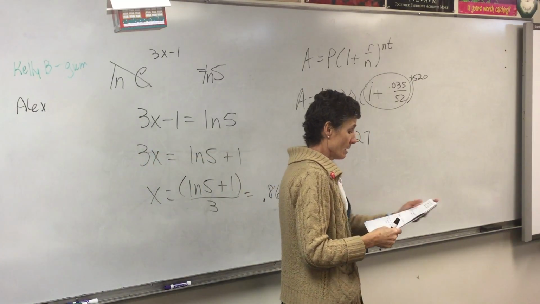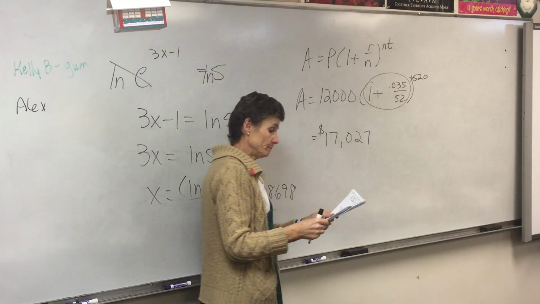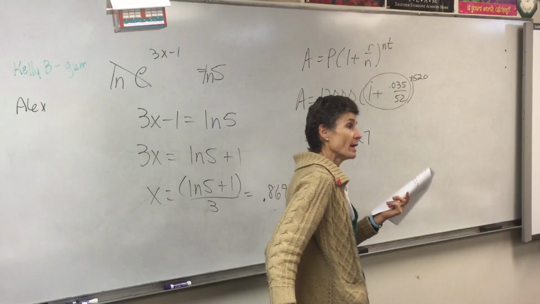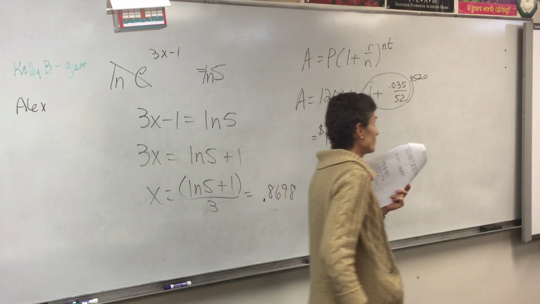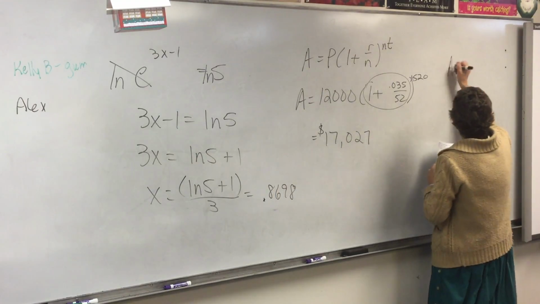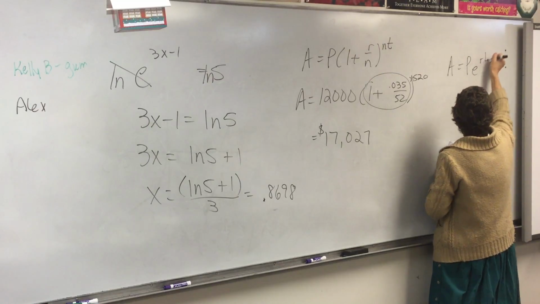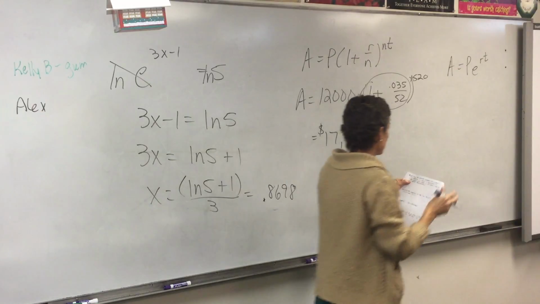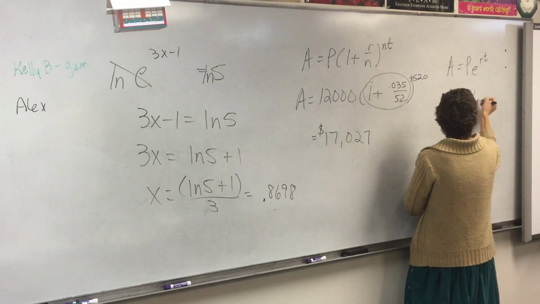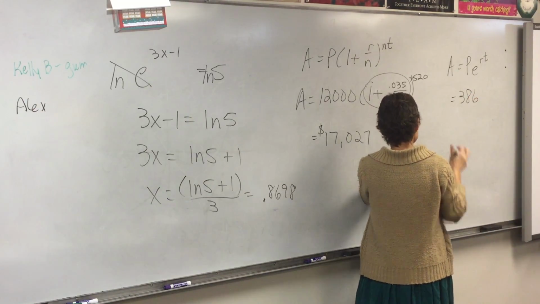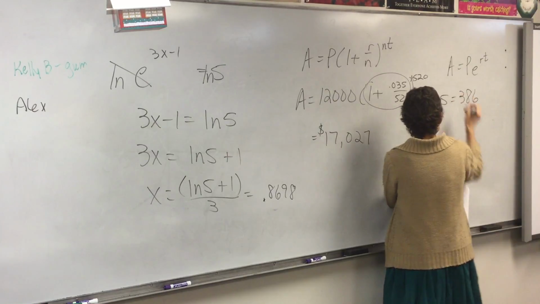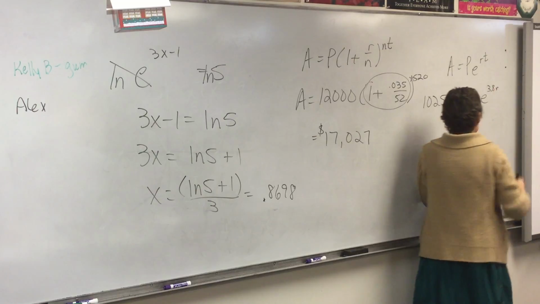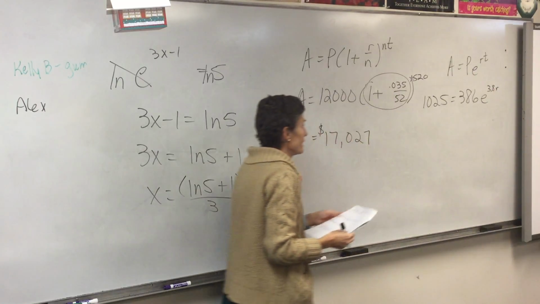Yep. All right, 24. Find the growth constant for a strain of bacteria. Okay, what's the formula we're going to use if it's bacteria? Pert. So we'll choose Pert. And it says find the growth constant if 386 grow into 1025 in 3.8 hours. So t is 3.8.